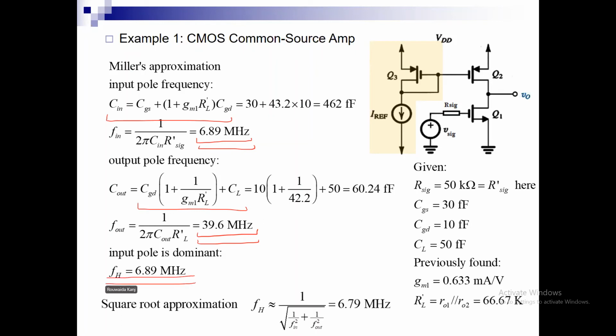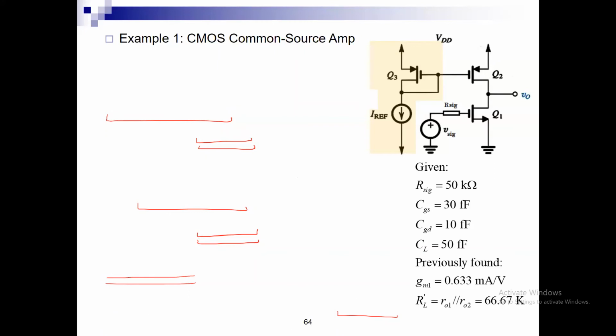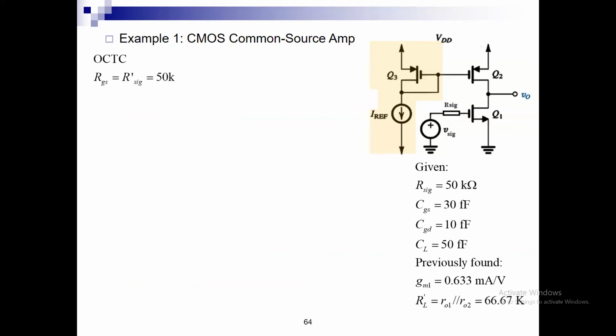And if I want to use the better approximation, I will end up with this estimate for the 3 dB frequency. Okay, so we have 6.89 or 6.79. So this is just plug and play. Anybody has a question? Okay, great. In the second one, he's going to use OCTC. So again, plug and play.